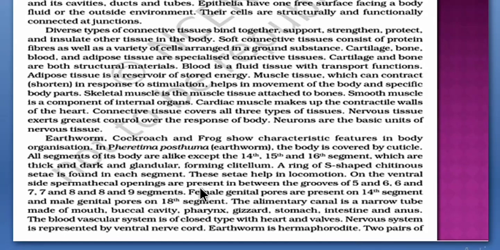On the ventral side, spermathecal openings are present in between the grooves of 5 and 6, 6 and 7, 7 and 8, and 8 and 9 segments. Female genital pores are present on the 14th segment and male genital pores on the 18th segment. The alimentary canal is a narrow tube made of mouth, buccal cavity, pharynx, gizzard, stomach, intestine and anus. The blood vascular system is of closed type with heart and valves. Nervous system is represented by ventral nerve cord.